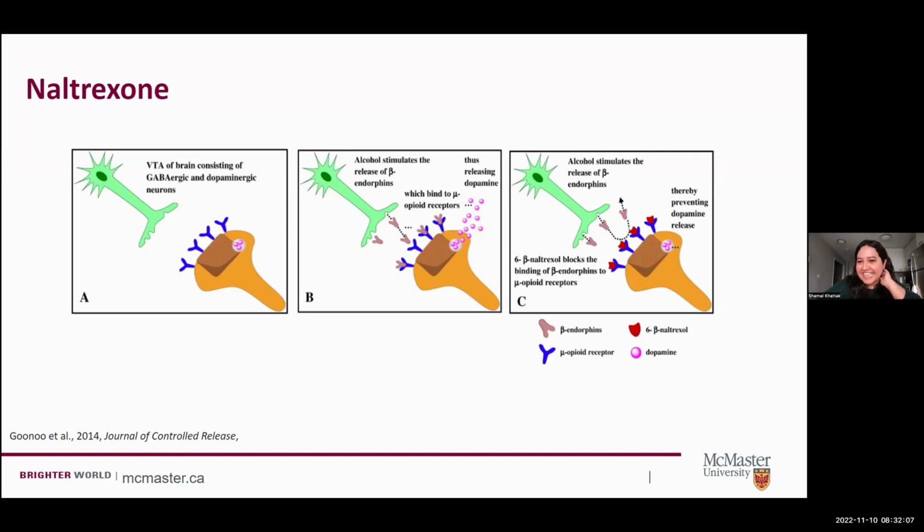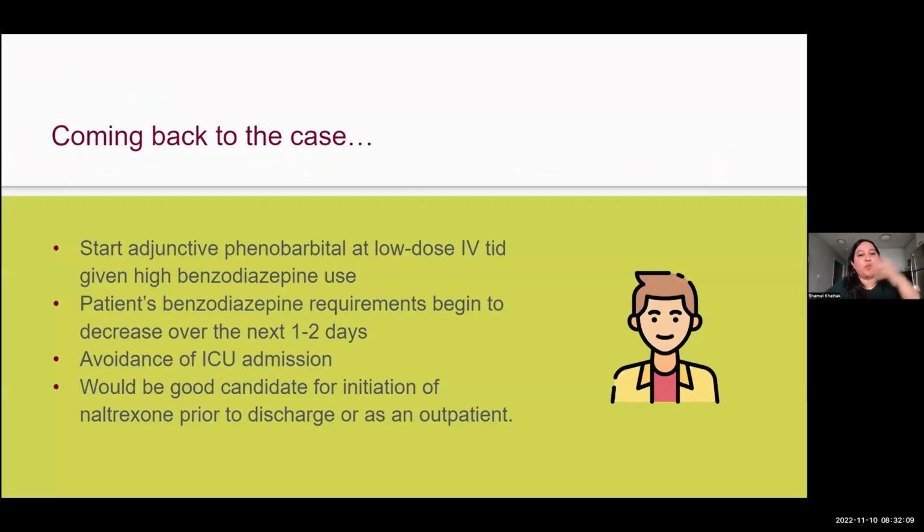So coming back to the case, we were talking about this patient who had close to 240 milligrams per day of IV diazepam requirements, was unable to be transferred to the ward, was quite agitated, and couldn't take PO medications. What might we do differently based on our discussions today with local addictions medicine physicians, as well as the review of the literature that we've done? We would consider starting adjunctive phenobarbital at low dose IV TID in this patient, for example, 30 milligrams IV TID.